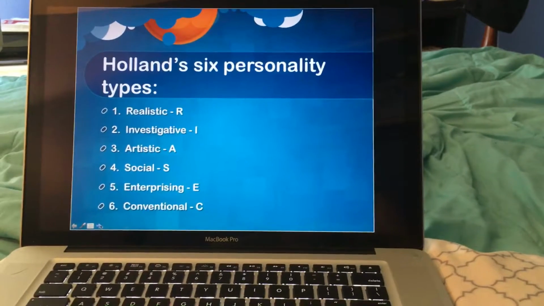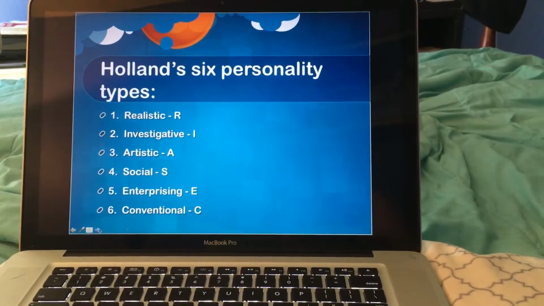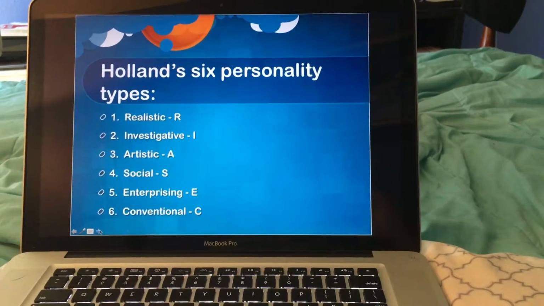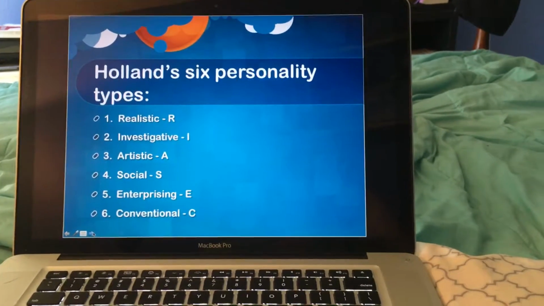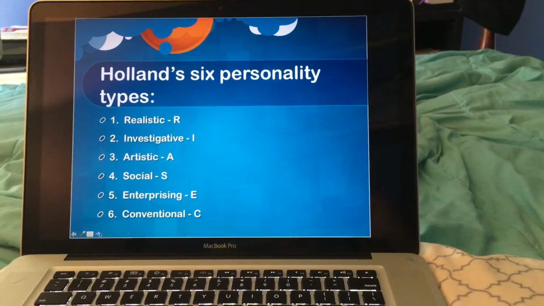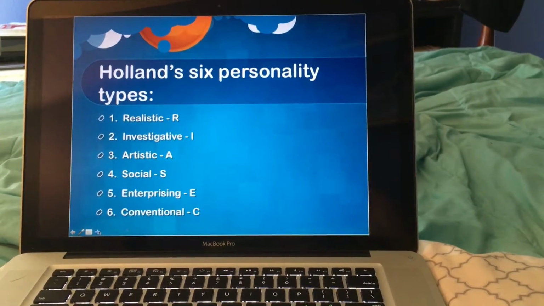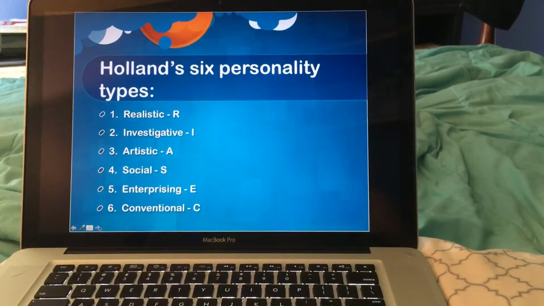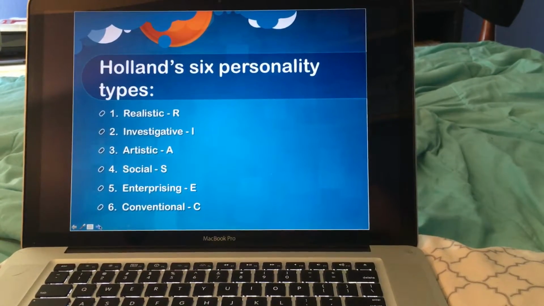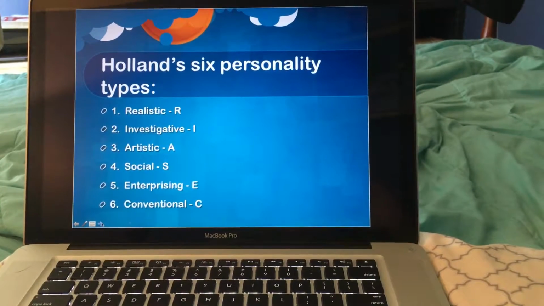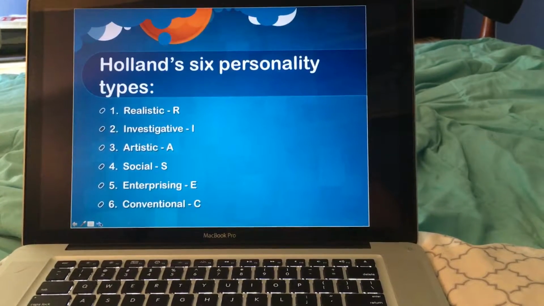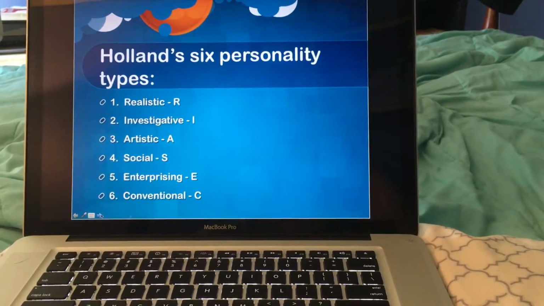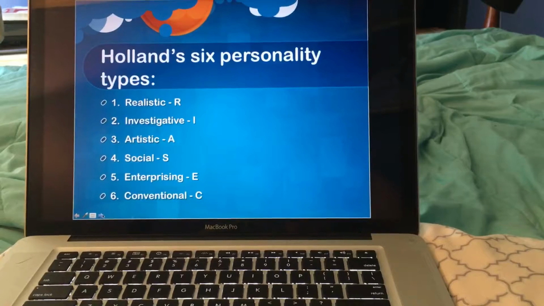There are 6 personality types. The realistic, or R, are the doers. Investigative, I, are the thinkers. Artistic, A, are the creators. Social, S, stands for helpers. E for enterprising, these are the persuaders. And C, the conventional, are for the organizers. And now I'm going to go through each one individually so you can understand it a little bit better. And I actually found this very interesting.